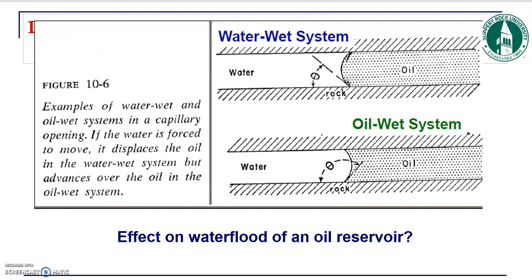so water will remove the oil from the pore very easily. However, in an oil wet system, you can see that the oil is trying to adhere to the surface. Just compare these two figures at the interface, and you will see that water has a hard time removing oil from the pore.